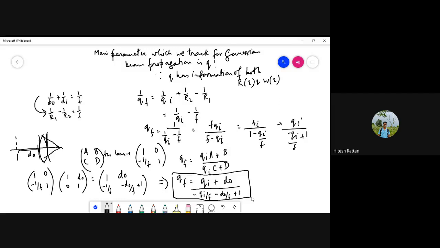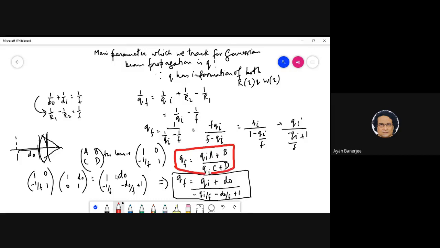So what we need to check? Basically, what I did now was just the transformative action of a lens, which came to this, right? So from here, I am claiming that for the ABCD matrix of a lens, QI is transformed to QF by this formula, by this kind of relationship.